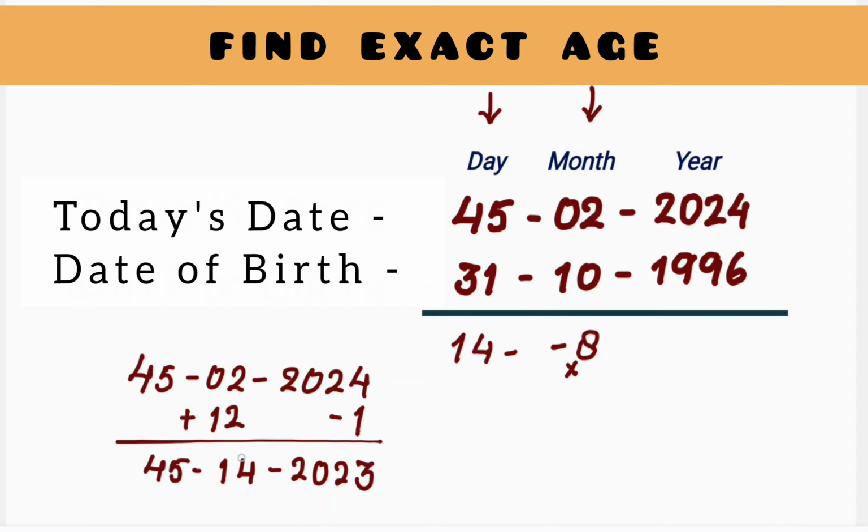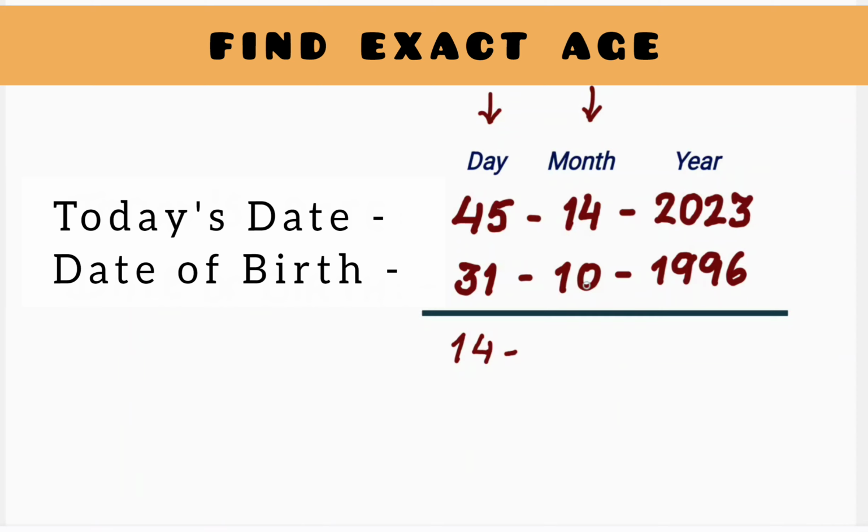Again, change the date. 14 minus 10, 4. And 2023 minus 1996, 27. So the exact age is 27 year, 4 month and 14 days.